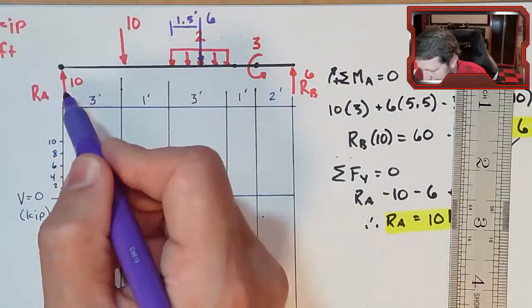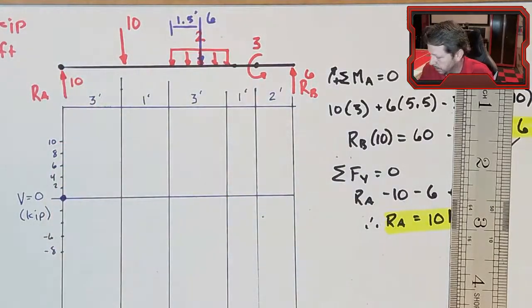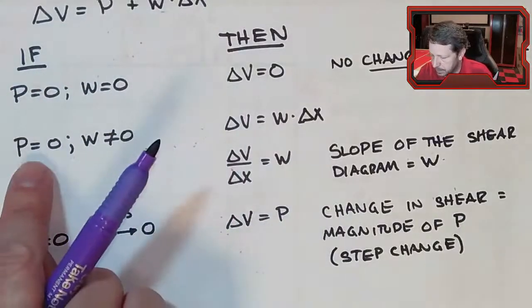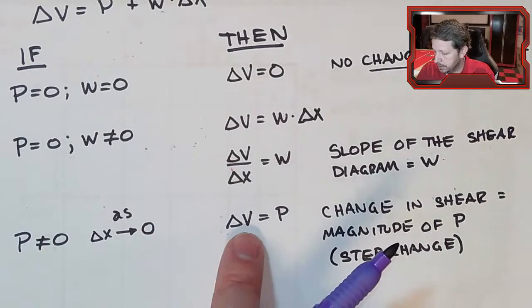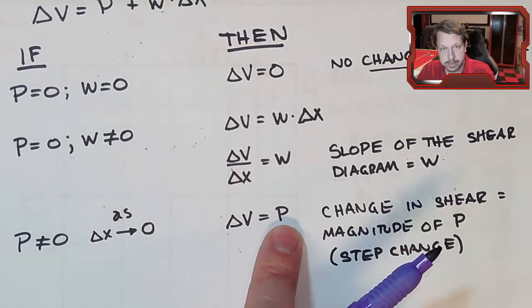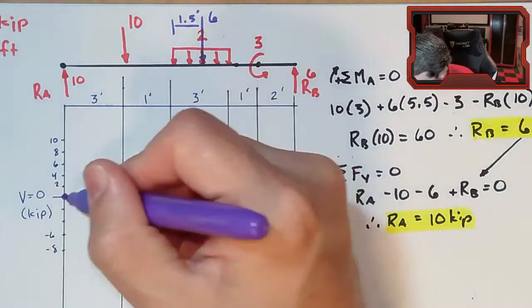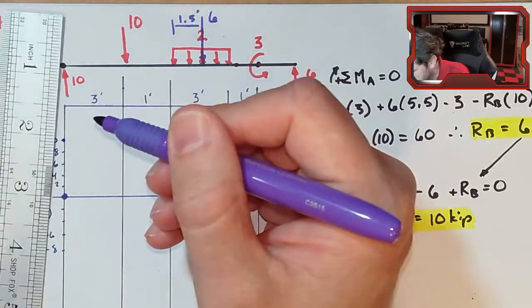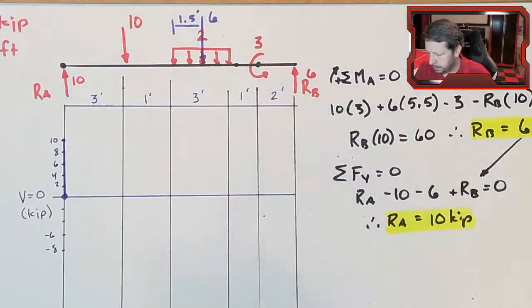So the very first thing I see is a positive 10, so it's going upwards, point load. That falls into P does not equal 0, it equals 10. So the change in shear is equal to P, in this case 10 kips, and it's a step change. So I go from this point up to 10, and I end up with a step change.